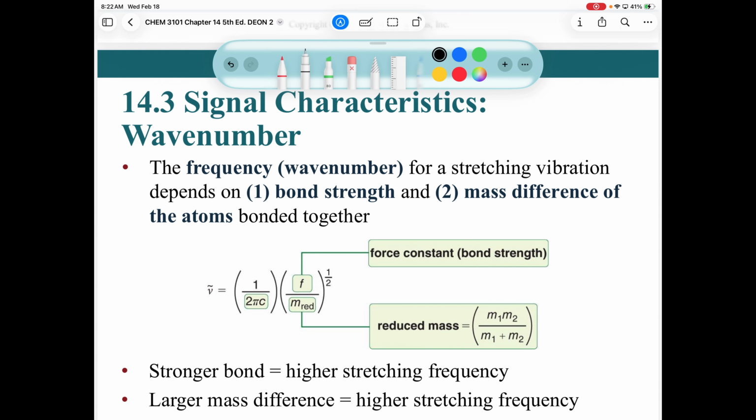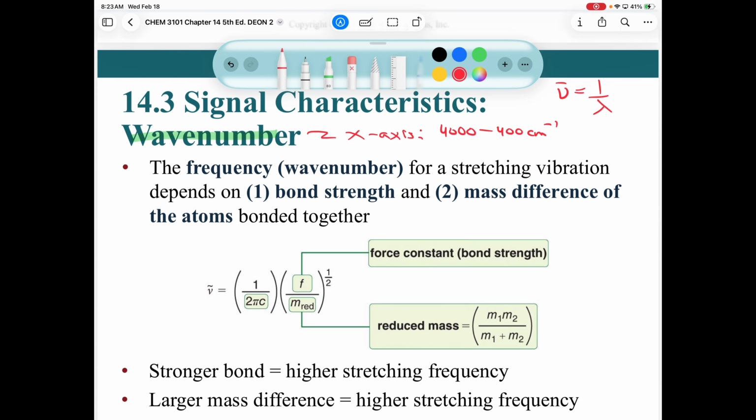So, signal characteristics. Now we're going to discuss this whole wave number, right? Remember, the wave number was on the x-axis, so to speak, of our infrared spectrum. It went from 4,000 to 400 reciprocal centimeters, and we said that wave number is equal to 1 over the wavelength of our infrared light. All right, so the frequency or wave number for a stretching vibration depends on 2 things that you guys know pretty well.